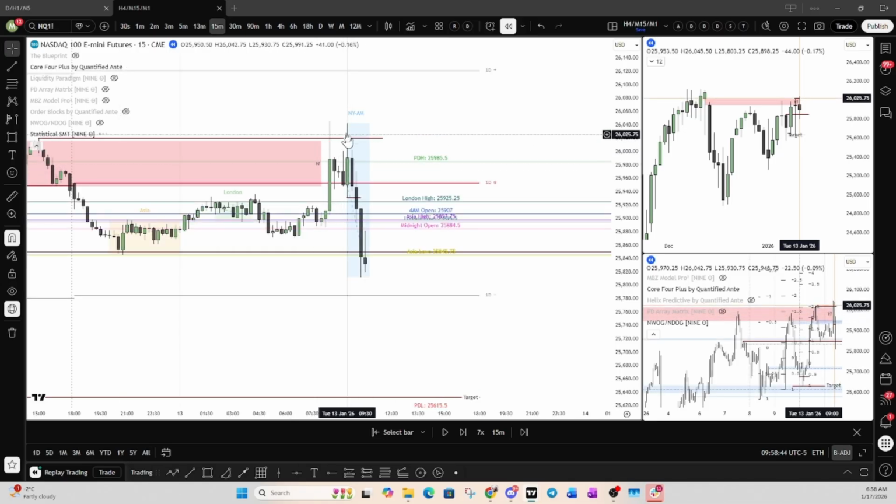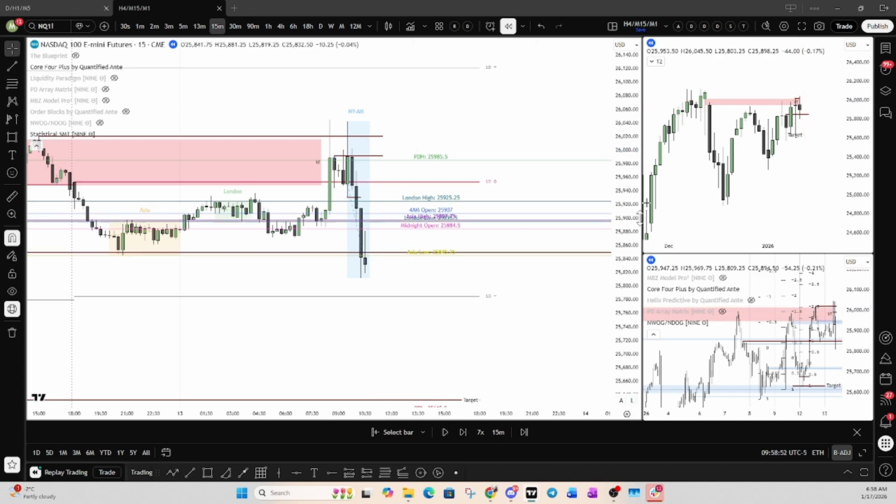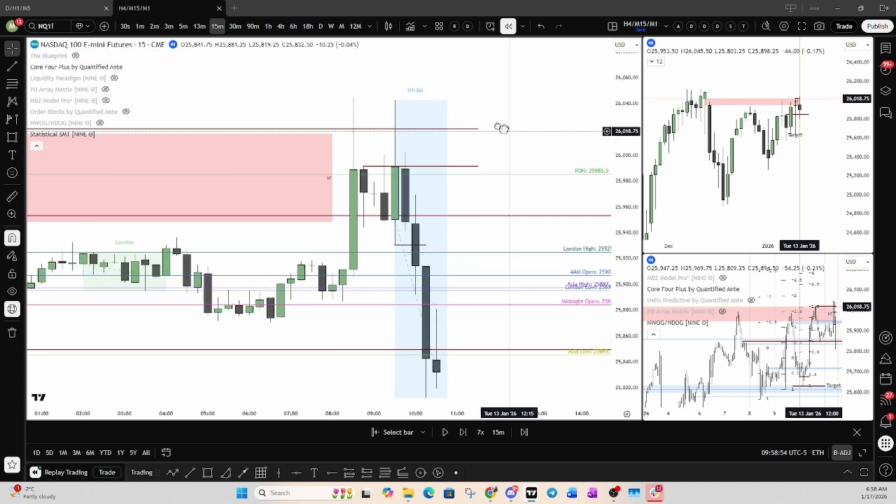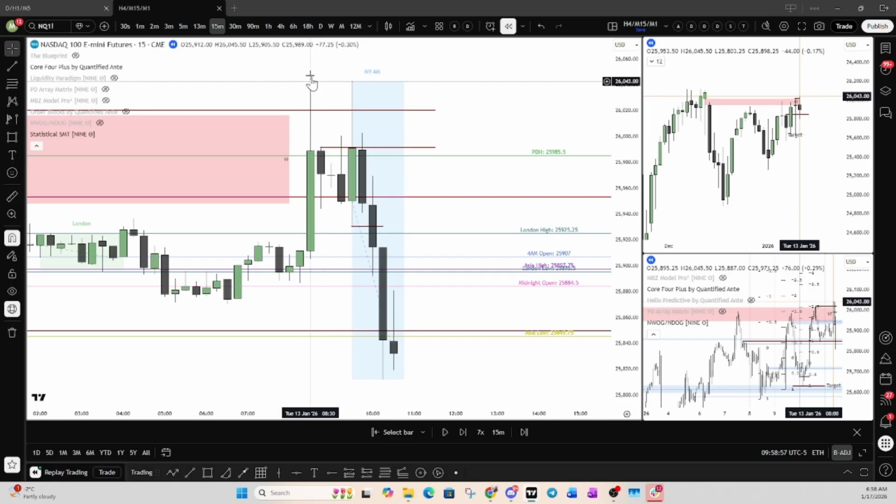You get this move up here. I want to see closes above the high. And if anything, even, I'm not sure if it does it, but a close above there. Because I know that this wick is like a manipulation wick, right?